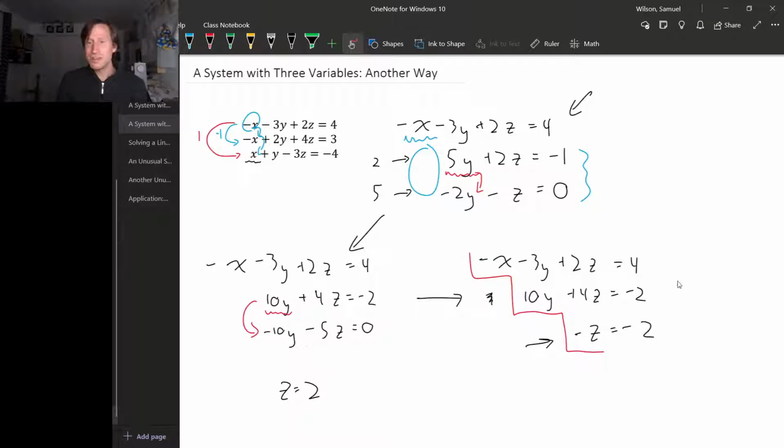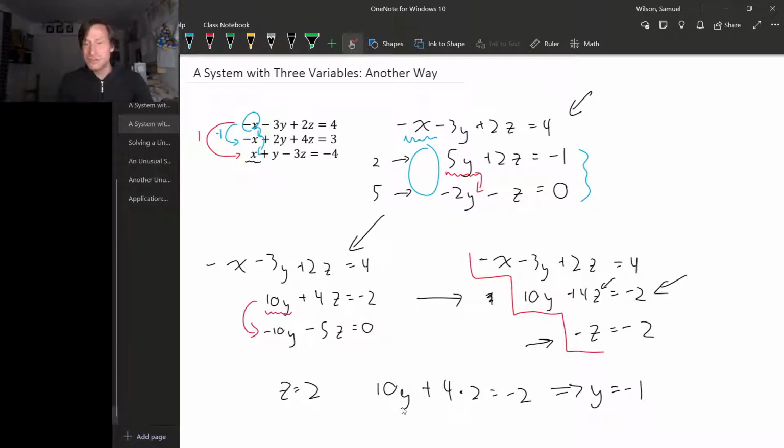Now that we know z, we can use the second equation because we can plug in our value for z. So we get 10y plus 4z, but z is 2, equals -2. And so this is 8. Move the 8 to the other side. We get 10y is -10. And this tells us that y is -1.